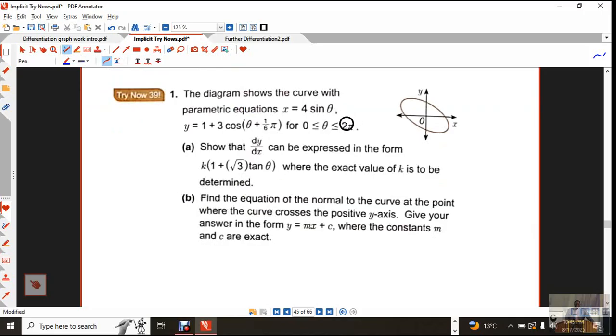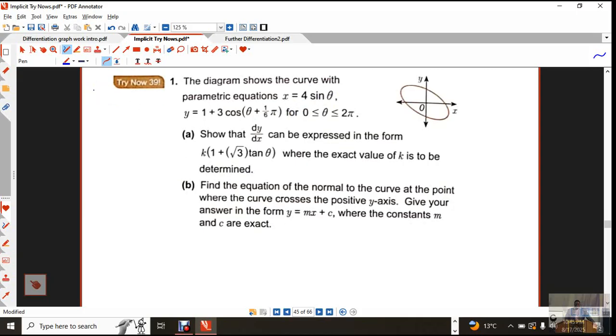It says the diagram here shows the curve with parametric equations x is equal to 4 times the sine of theta, and y equals 1 plus 3 cosine of theta plus pi over 6, with theta being an angle between 0 and 2 pi radians. Right, so we are going to show that dy/dx can be written in that form, where the exact value of k is to be determined. So at the end of the day, we will have to say that k is equal to something. That is what we also need to do. That's part A.